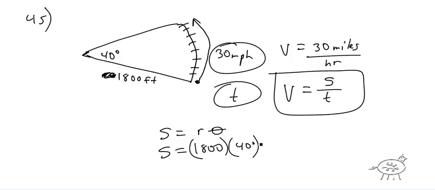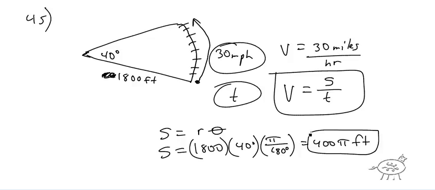Can't just use 40 degrees, though. It's got to be in radians. So we're going to say pi over 180 degrees. So pi radians per 180 degrees. And so we're going to get S is equal to 400 pi, and that's feet. Okay, that's S. So we have S, and we have V.